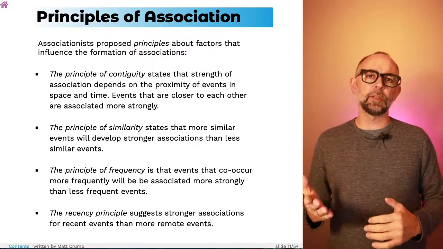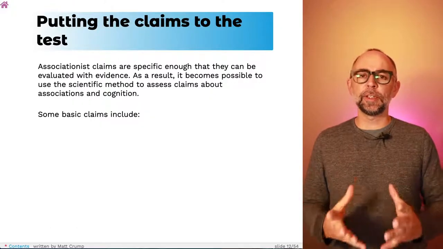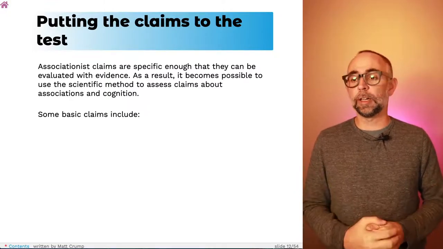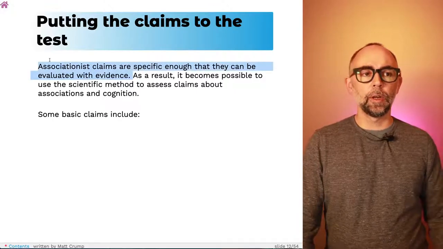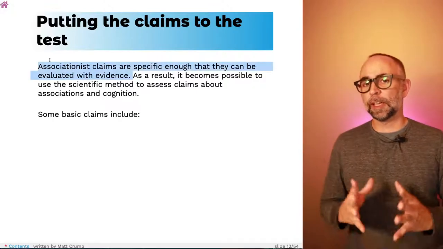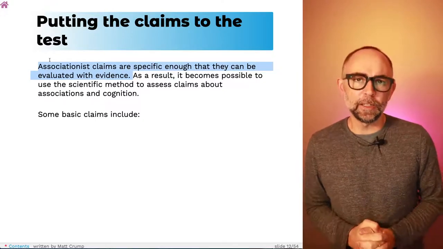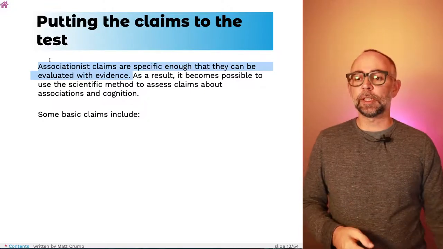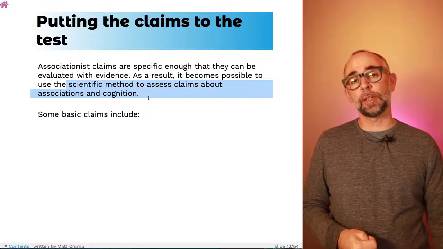But these are just claims about how associations might work. And one of the things that early experimental psychologists and, up till today, cognitive psychologists are interested in doing is putting these claims to the test. One thing that's nice about these associationist claims is that they are specific enough that they can be evaluated with evidence. So we could use the scientific method to assess claims about associations and cognition.